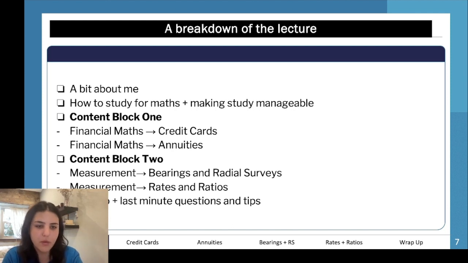And then we'll go into our two content blocks. Content block 1 is financial, credit cards and annuities, and content block 2 is measurement, so bearings, radial surveys, and then rates and ratios. And then at the end, we'll do a wrap up. You can also pop your last minute questions in the chat, and I'll do a little chat about my favorite tips and tricks and things that I think are useful for you to know.